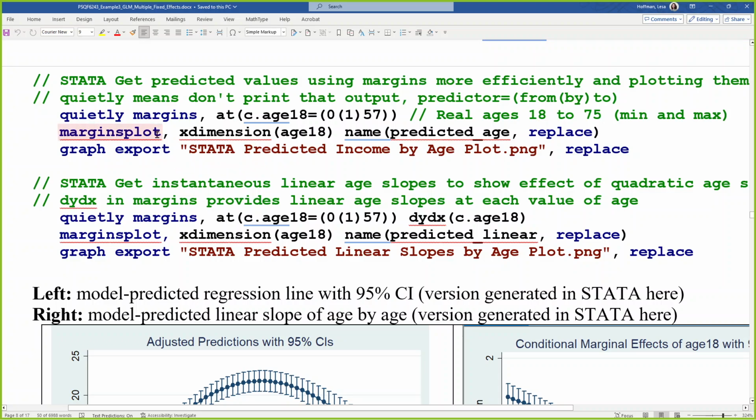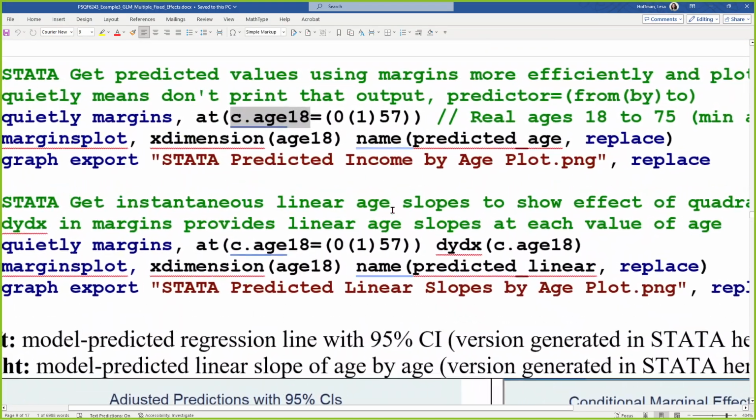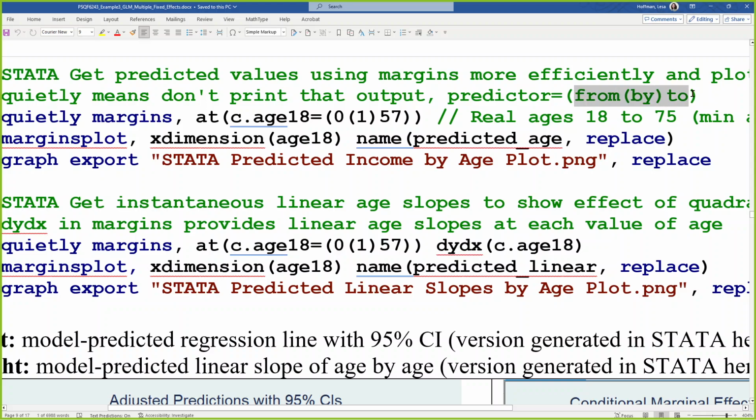In Stata, for instance, there is a command called margins. Margins means predicted values. So I told it I would like predicted outcomes for age 18 as the predictor, and this is a range: start at 0 in increments of 1 and go up to 57. That gives me predictions for every single possible age in my data set, in this much code. That's it. I love Stata for this.